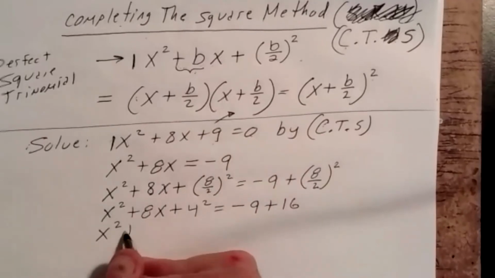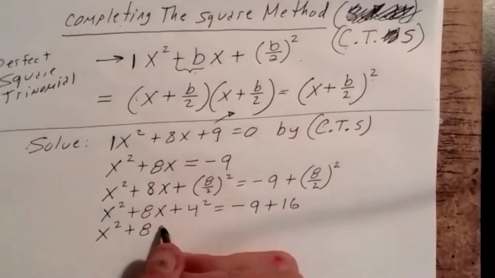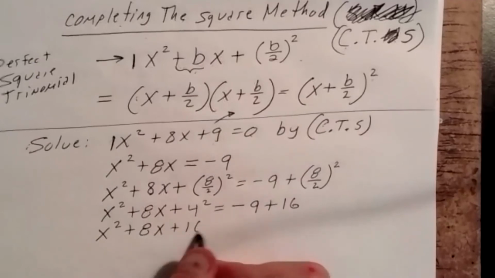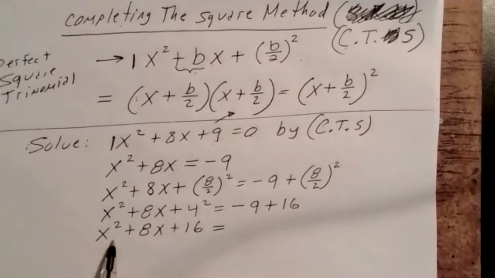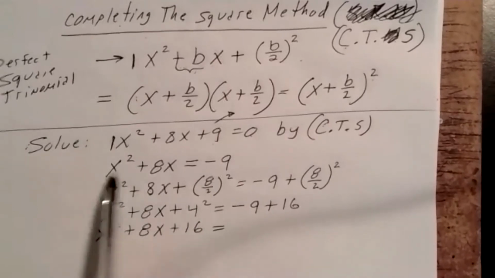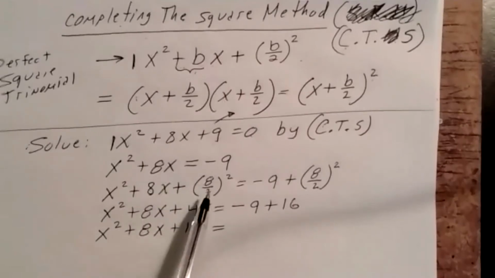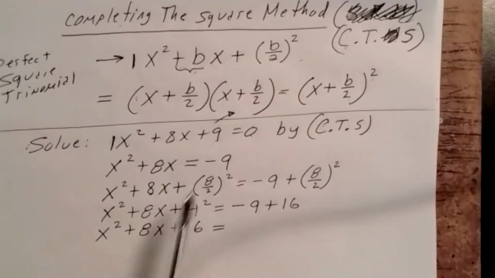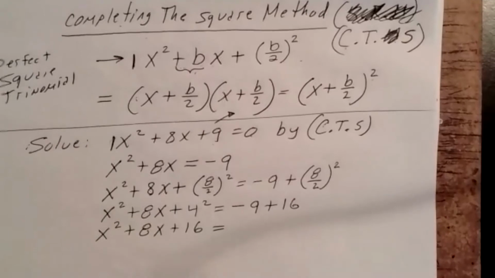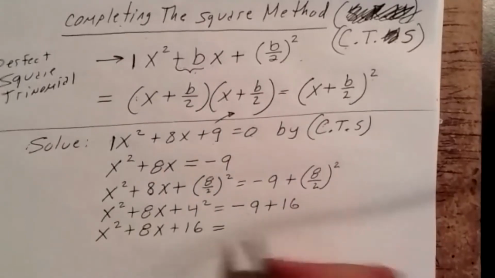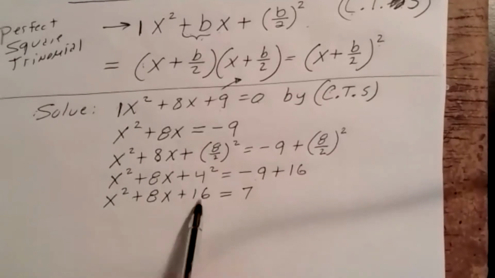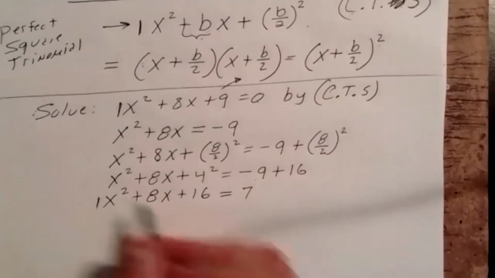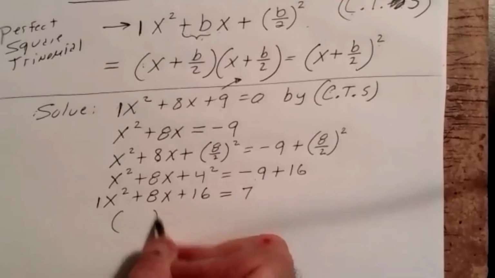What's so special about this trinomial I created on the left side, x squared plus 8x plus 16? What's so special about it? It can be factored. Do you agree? It's a perfect square trinomial. Why? Because we completed the square on this binomial. Why? By adding this special number to it. Perfect square trinomial. The right side, negative 9 plus 16 is 7. Does this trinomial factor? The answer is absolutely yes. What does it factor into?